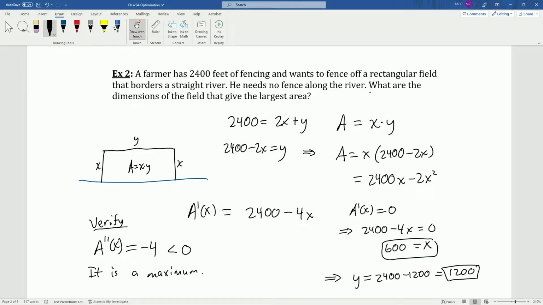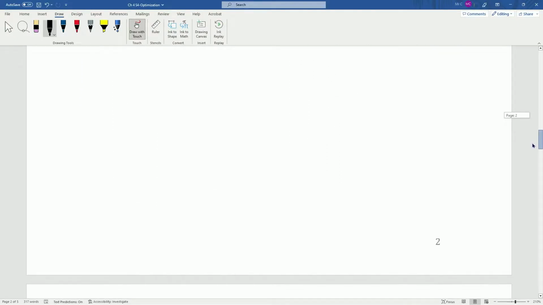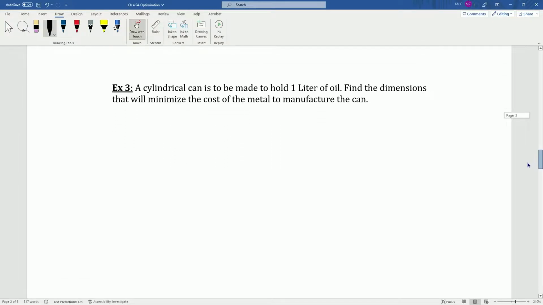And keep in mind here, what we've been asked are, what are the dimensions? A problem might ask you, what is the largest area? That's not being asked here. But if they ask that, then you would need to actually multiply x and y for that final result. All right, let's move on to another example.